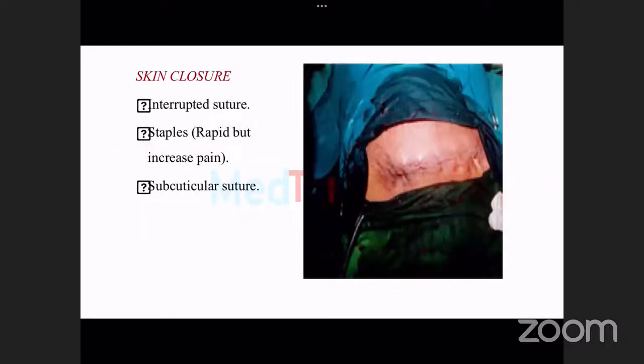So this is the CS wound after closure. Skin closure, you can close the skin by interrupted sutures, or you can use staples. But the problem with staples is that although closure is rapid, it is associated with more pain. You can use a subcuticular suture. Usually, this is the commonest method of closing the skin at cesarean section nowadays, what the women call sealing. That's what you do. You close it subcuticular with absorbable suture. Next slide.